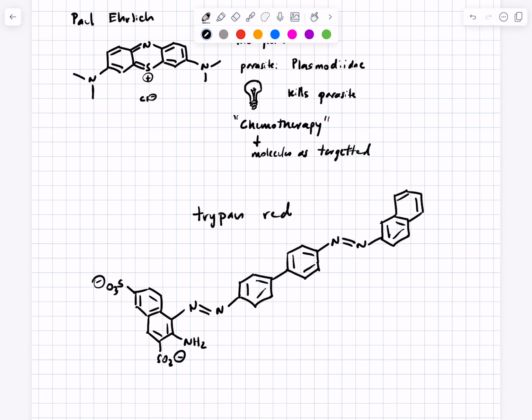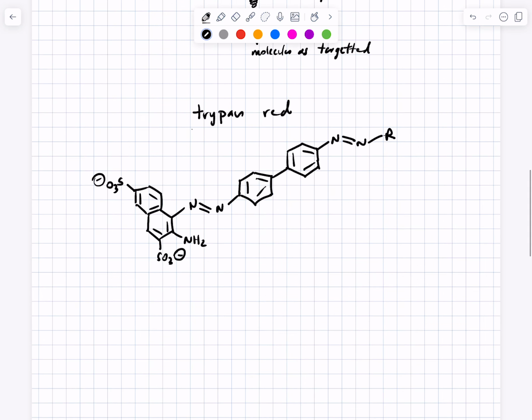Of course, as I've said before, some of you are about to ask, is this going to be on the exam? Yes, which of the following is trypan red? No, of course not. So for fun, I'm actually just going to put an R group over here. This one's trypan red, and it kills trypanosomes.